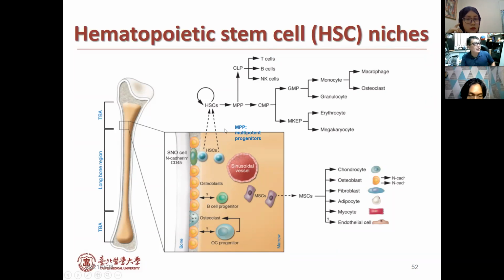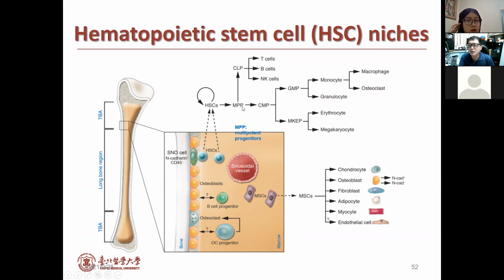The first one, what is the first one? Regeneration. They can produce identical cells, like themselves. Another one, they can differentiate into multiple lineages. For example, blood cells, T cells, B cells, myeloid lineage. Okay, and the first one, MPP, is myeloid progenitor cells. Everyone got to listen to this.